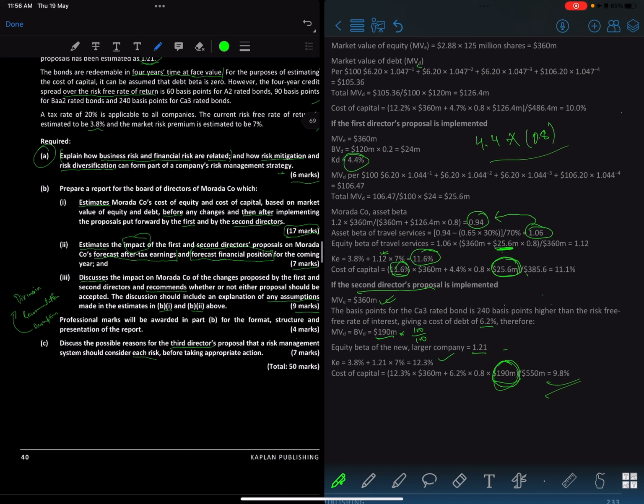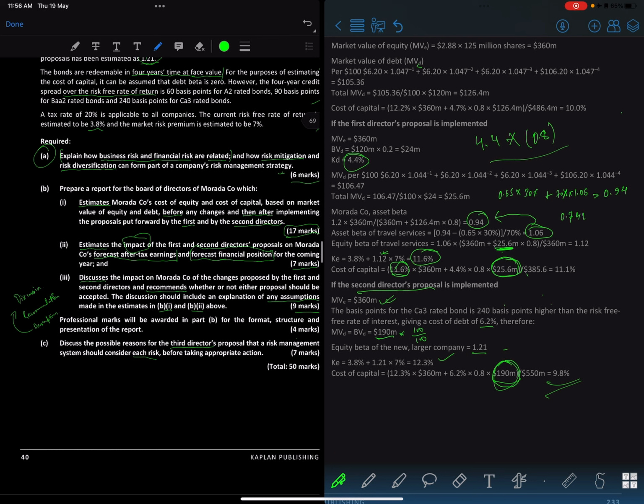1.06. You see, what is currently happening is that I'll tell you how we are getting this 0.94 as well, so that it's easier for you to understand. 0.94 equals 0.65 into 30% plus 70% times 1.06. That's how we are getting it. 1.06 into 0.7. So how much are we getting?